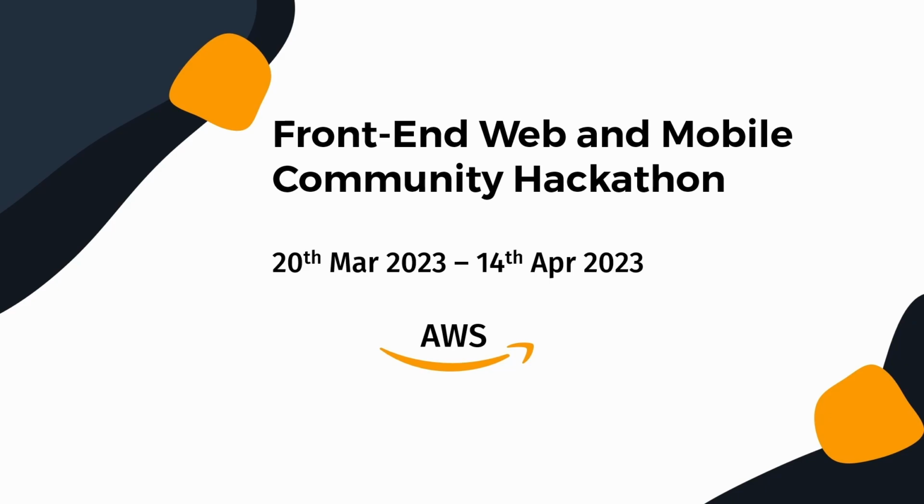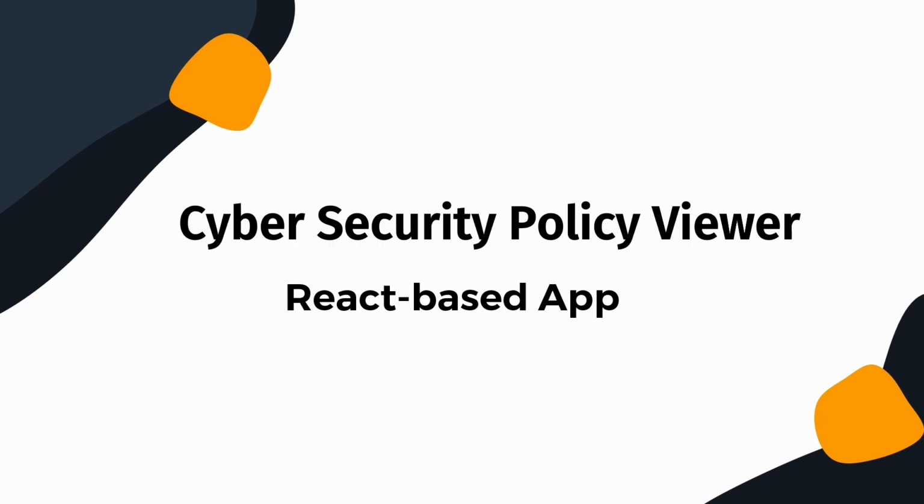So this video is a part of the front-end web and mobile community hackathon, and in this video we're going to deploy the React app by using the AWS Amplify service. The challenge was to create a side project using either AWS Amplify or AppSync. So I decided to create a React-based app called the Cybersecurity Policy Viewer, which lets users view cybersecurity policies and guidelines from different sources all in one place. And to make things even more interesting, I used AWS Amplify to handle the backend functionalities.